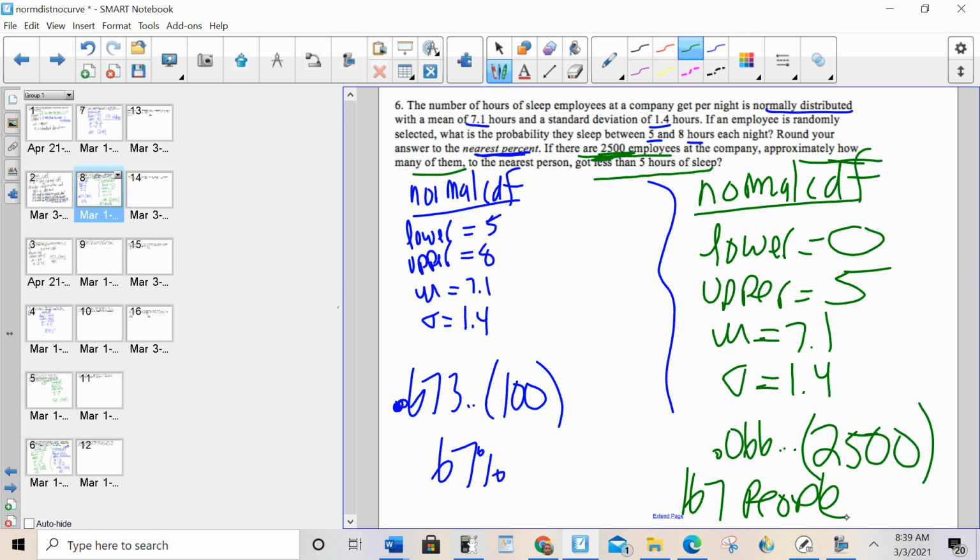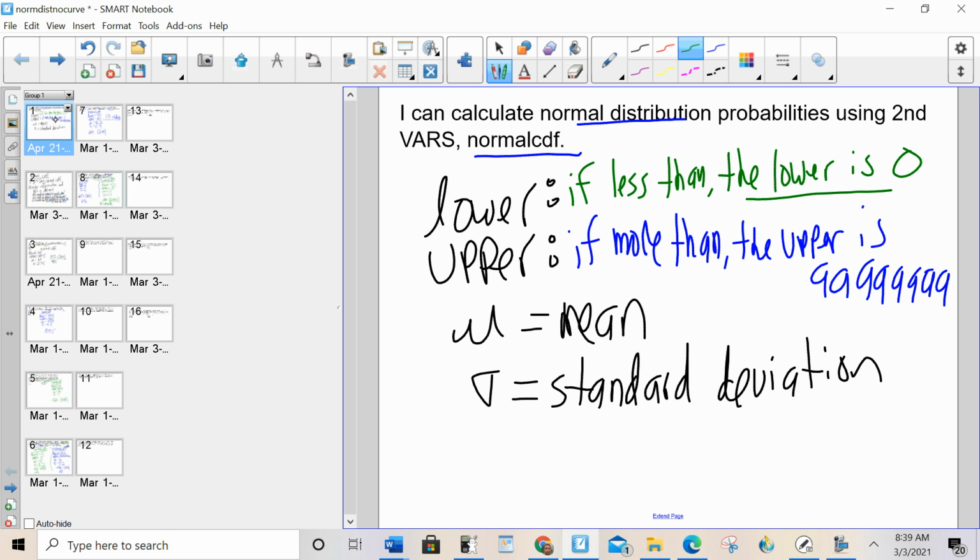That's it, my friends. It's a pretty straightforward lesson as long as you know what to do. It's all in the calculator. It's just knowing what to input, and how to deal with less than or greater than. If it's less than, then the lower is 0, and the number that it's less than is the upper. If it's more than, then the upper is 9999999, and the lower is whatever it was more than. Mu represents the mean. It will always be given to you. Sigma represents the standard deviation. That will always be given to you. Your classwork/homework is to finish this. Again, a very, very commonly asked question on the Algebra 2 Regents.